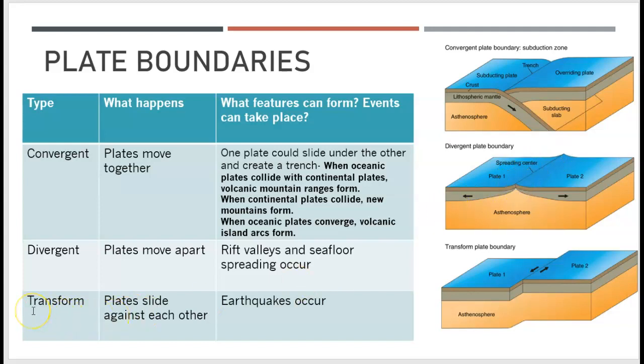The third type are transform boundaries, and these are where the plates slide in opposite directions against each other. Earthquakes are a big event that we notice at these transform plate boundaries.